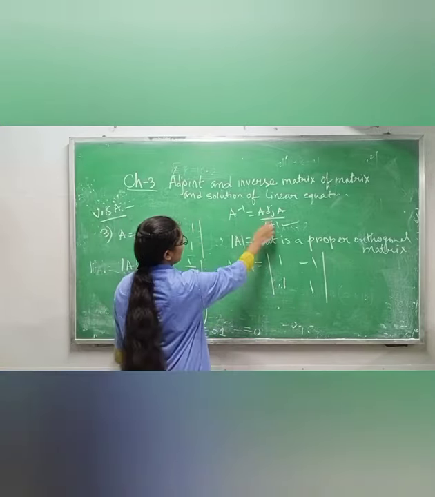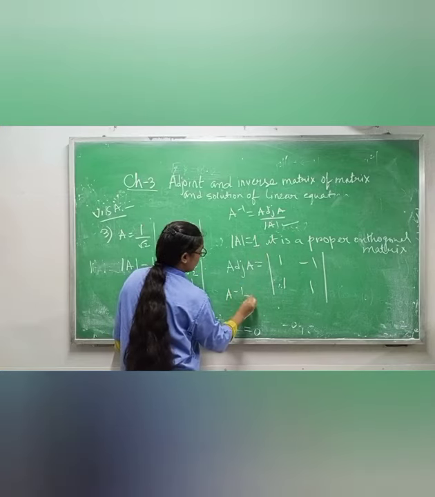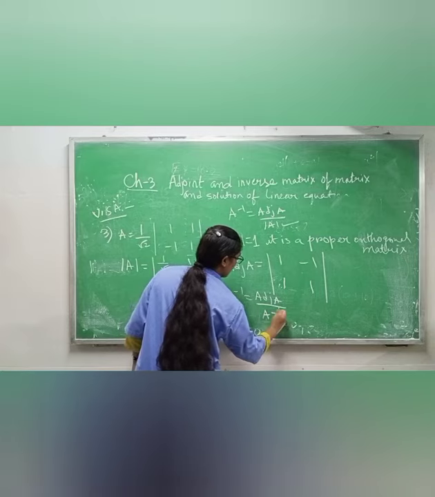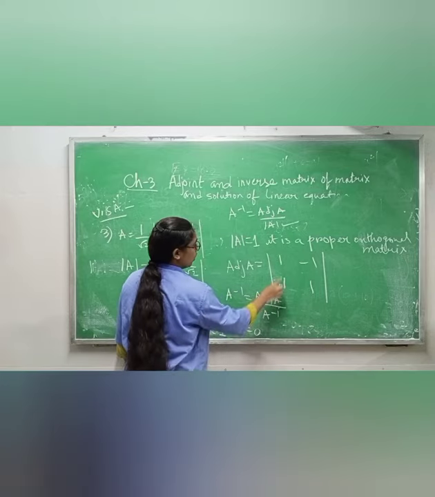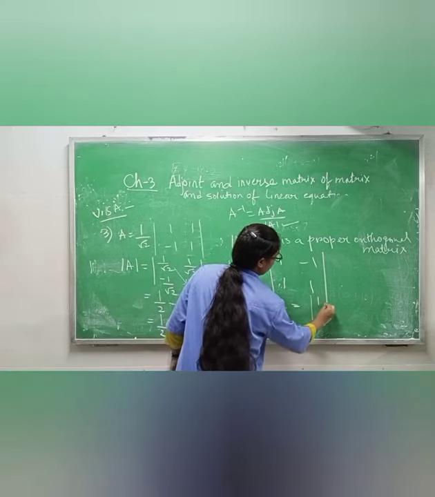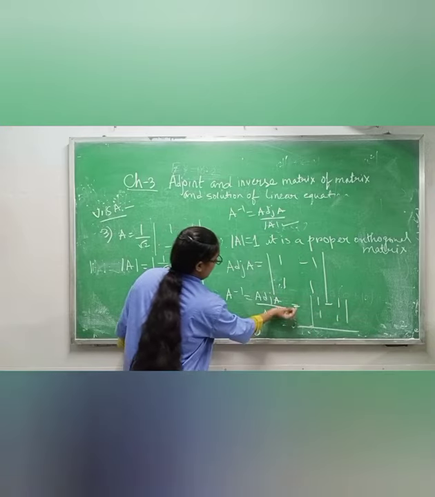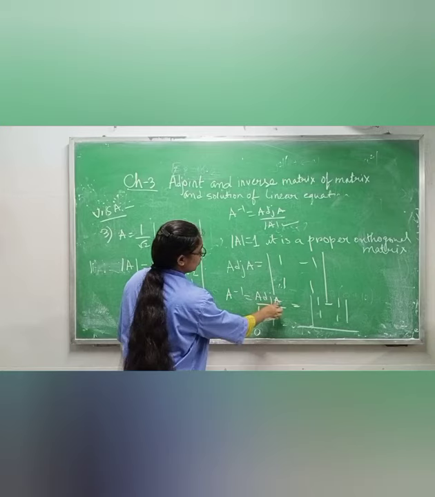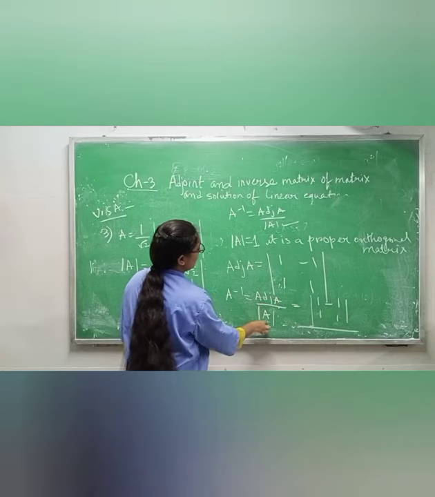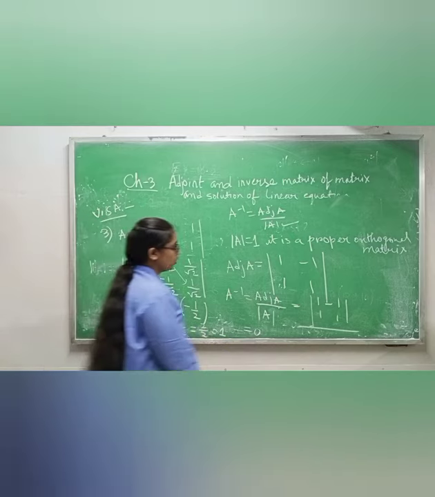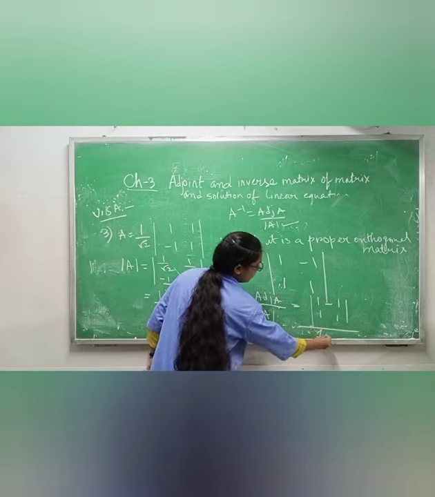Now we have to find A inverse. So what will we write? A inverse equals adjugate A by determinant A. The adjugate A value you got is 1, minus 1, 1, 1, divided by determinant A. What is the determinant A value? The determinant A value you got is 1. So you will write by 1.